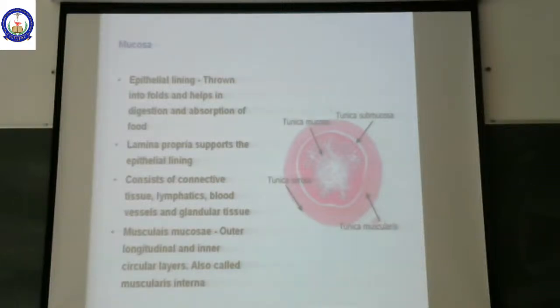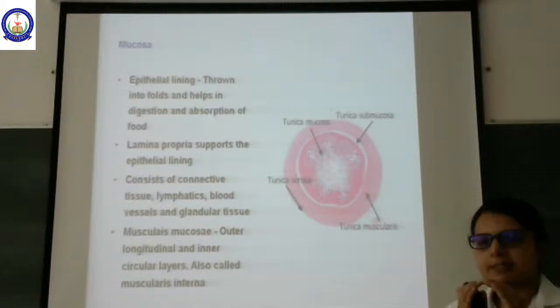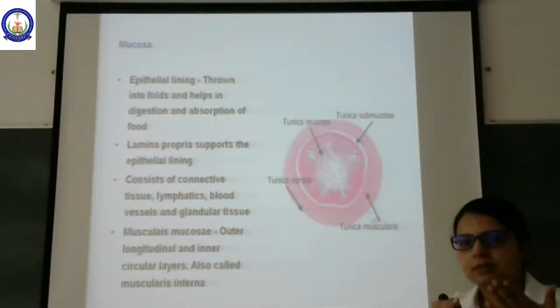Then the lamina propria supports the epithelial lining. The lamina propria, a thin layer of connective tissue, provides support to the epithelial cells. It consists of connective tissue, lymphatics, blood vessels, and glandular tissue. The epithelium is a large collection of epithelial cells, and these cells need to get their food and nutrition.